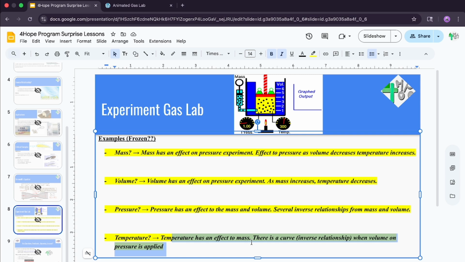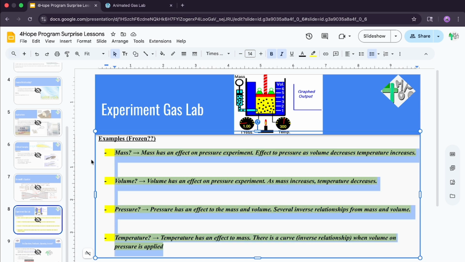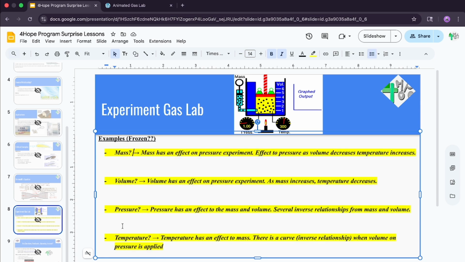Now, just keep in mind, I'm doing this under the notion that if things increase, like if a candle's lit up, that's normal. But I'm basing the observations right now on whether there are curves or certain inverse relationships to consider. So for those who are wondering, these are some good parameters that we can see. And temperature has an effect on mass. There's a curve, an inverse relationship, when volume and pressure is applied. It's not a straight line. It's literally a curve.